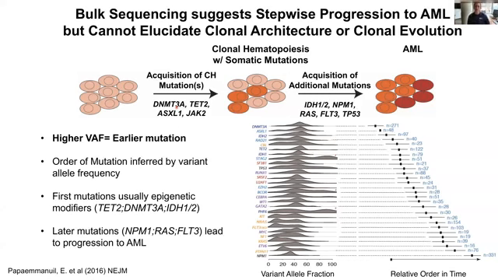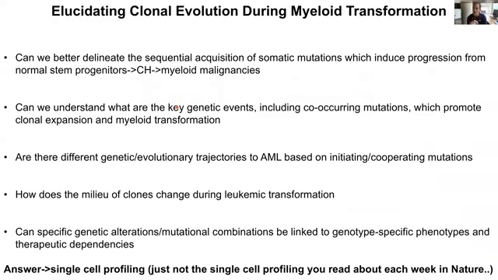The problem, though, with this data is that it's not granular on a per clone basis. And it really doesn't give you, with tremendous resolution, the specific genetic events and the order and what's happening in different clones. And so from our standpoint, there's a lot of things we need to better understand about this process of clonal evolution. Can we better delineate the sequential events that occur from normal stem cells to pre-malignant stem cells to overt myeloid malignancies? Can we understand what are the key events that drive that?